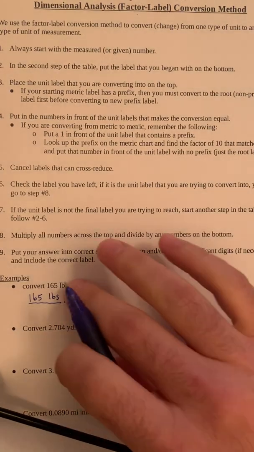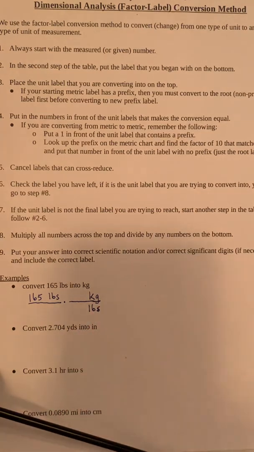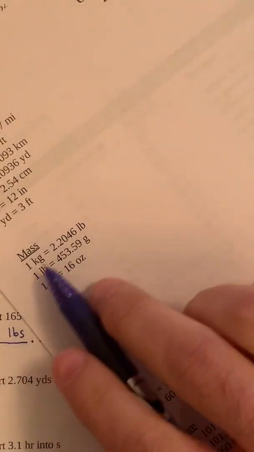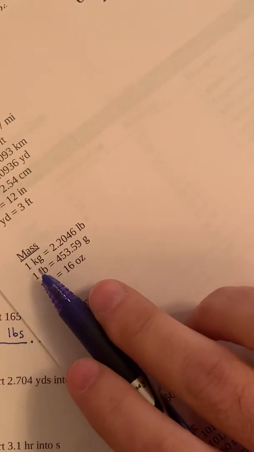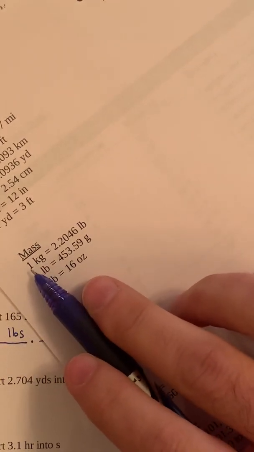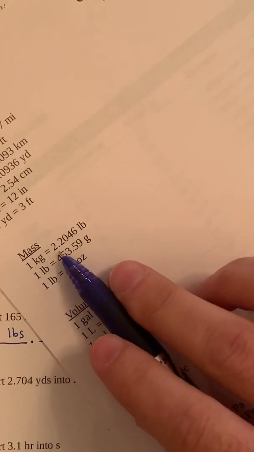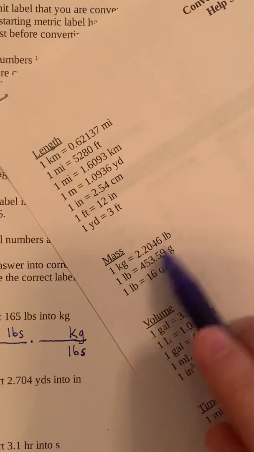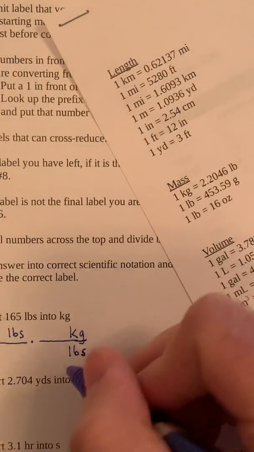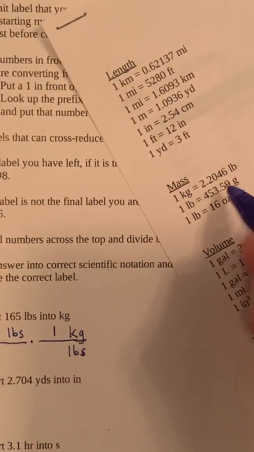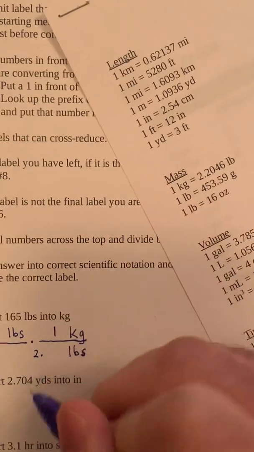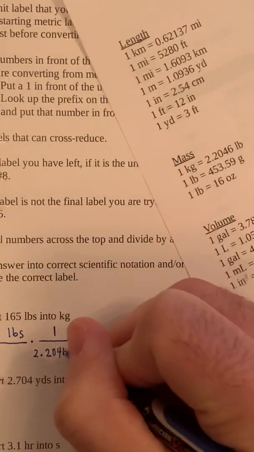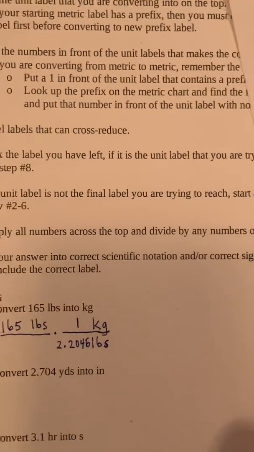Okay, now, to figure out the numbers that go in front of the labels, I go to my conversion factor sheet and I look. My conversion factor sheet says for every 1 kilogram, there are 2.2046 pounds. So those are the numbers that go in front of those units. So in front of kilograms, I'm going to put a 1. In front of pounds, 2.2046. Okay, like that.